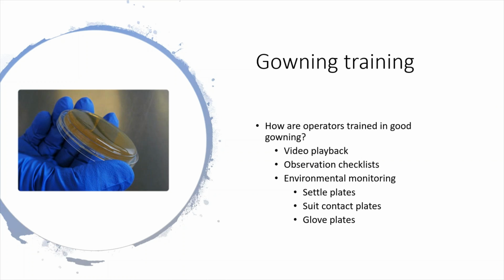It's also useful, when someone's going through their gown qualification, which is required for entry into grade B areas, and it's good practice to have something in place for other grades of cleanroom as well, for this to be independently assessed through observational checklists, and particularly if you're going into aseptic areas, for environmental monitoring to be conducted. So there's maybe the exposure of solid plates, which give an idea of how much may or may not be shed through the gowning process.